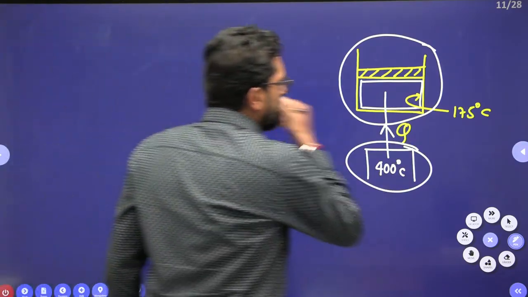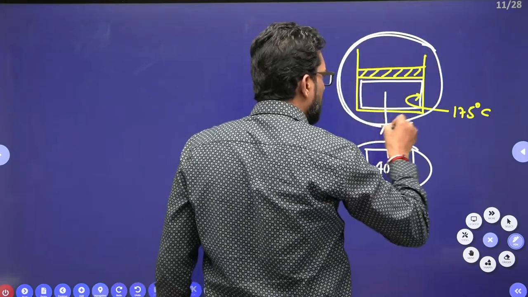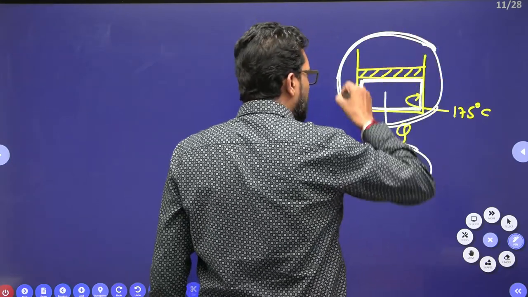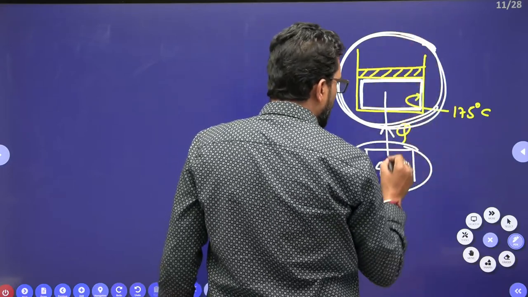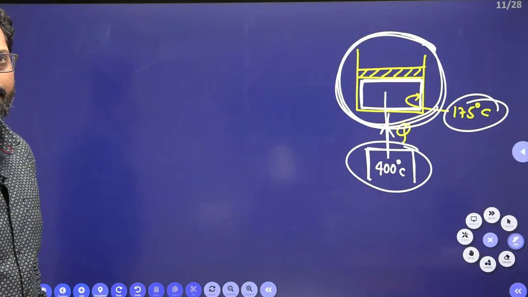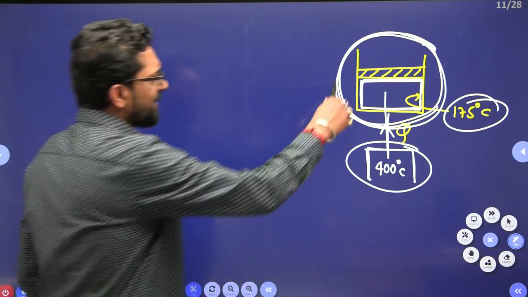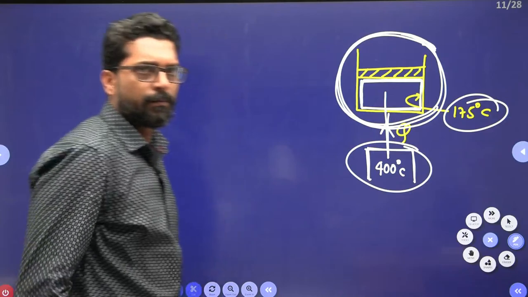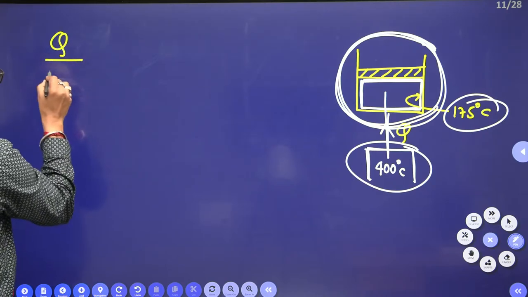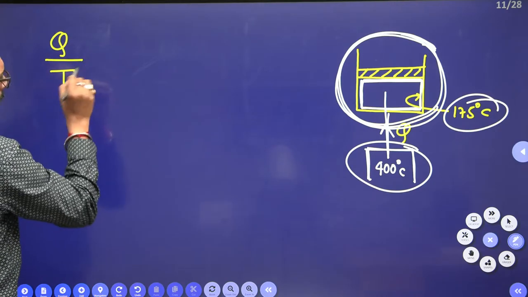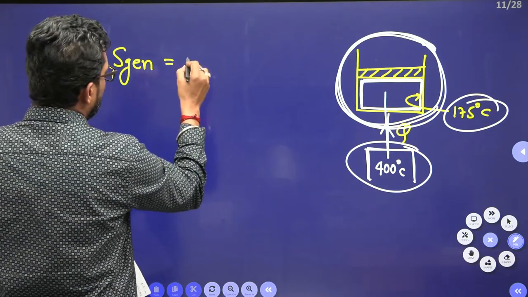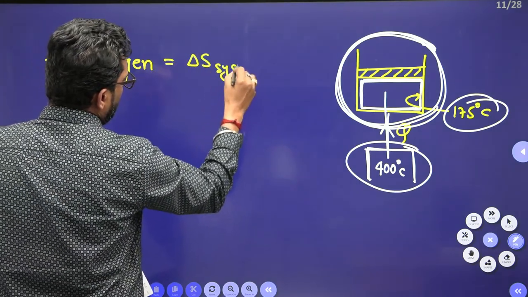Why? Because we take the system as a whole. It is not taken as this part alone. We take the system with the piston also. So as a whole, this system is taken. And this system receives heat from this thermal reservoir, not this. So heat added to the system is positive, Q divided by T of thermal plus S generation is equal to what, beta? Delta S of the system.